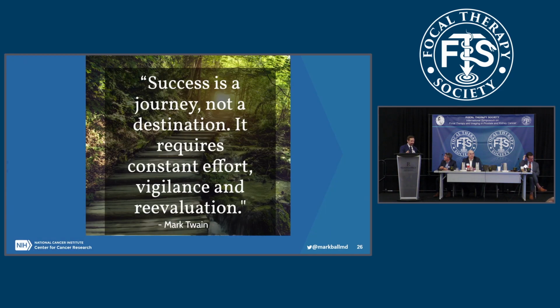So I'll end with this. This is a quote from Mark Twain. Success is a journey, not a destination. It requires constant effort, vigilance, and reevaluation. And I really say the same thing about active surveillance. We follow these patients closely, and we can intervene at any time without harming them. Thank you for your attention.